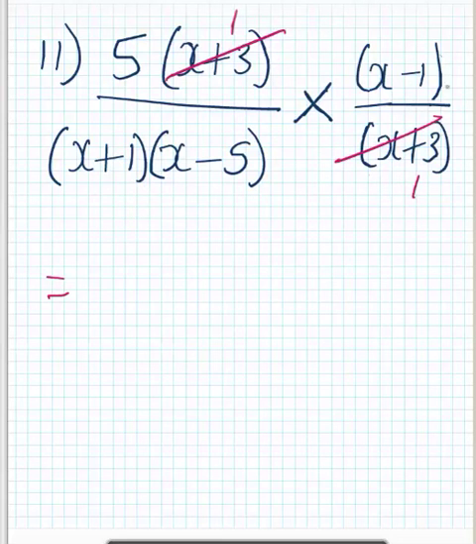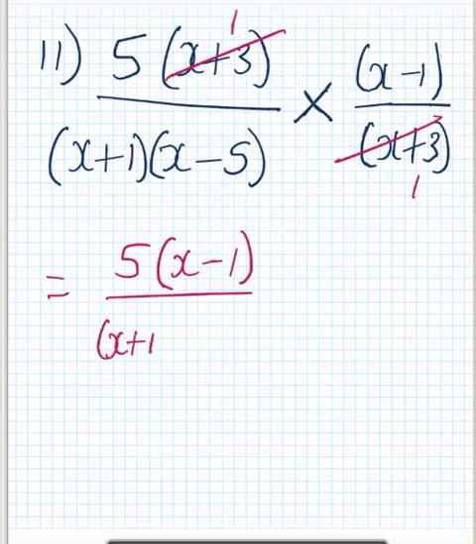5 times x minus 1. 5 times is now invisible, x minus 1. Over, just write it out again. X plus 1, we know there's an invisible times, x minus 5. And that times 1 is the same thing. Don't expand this. These questions you don't expand. You just stop there. And that's your final answer.